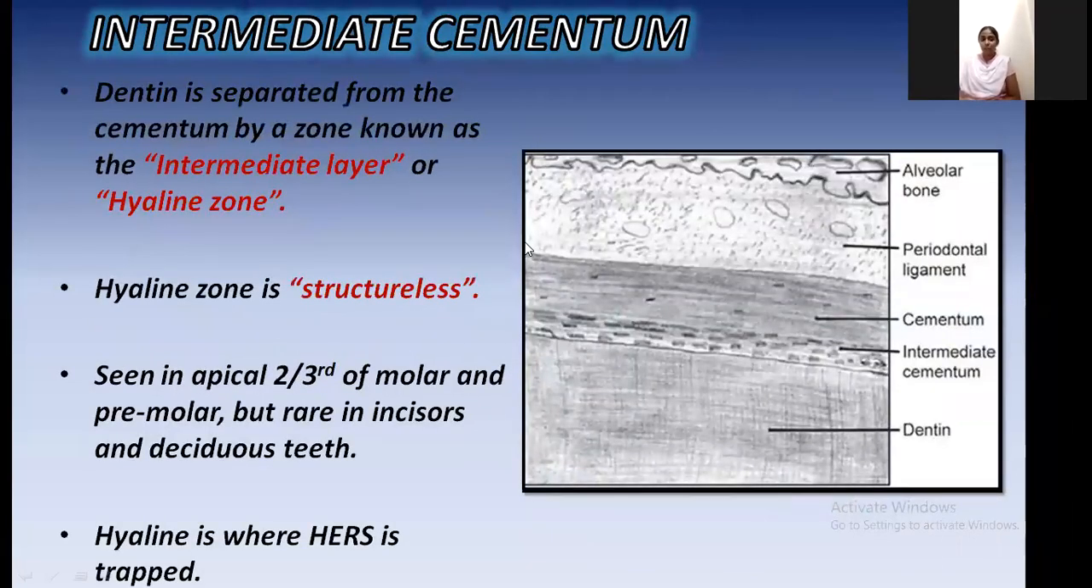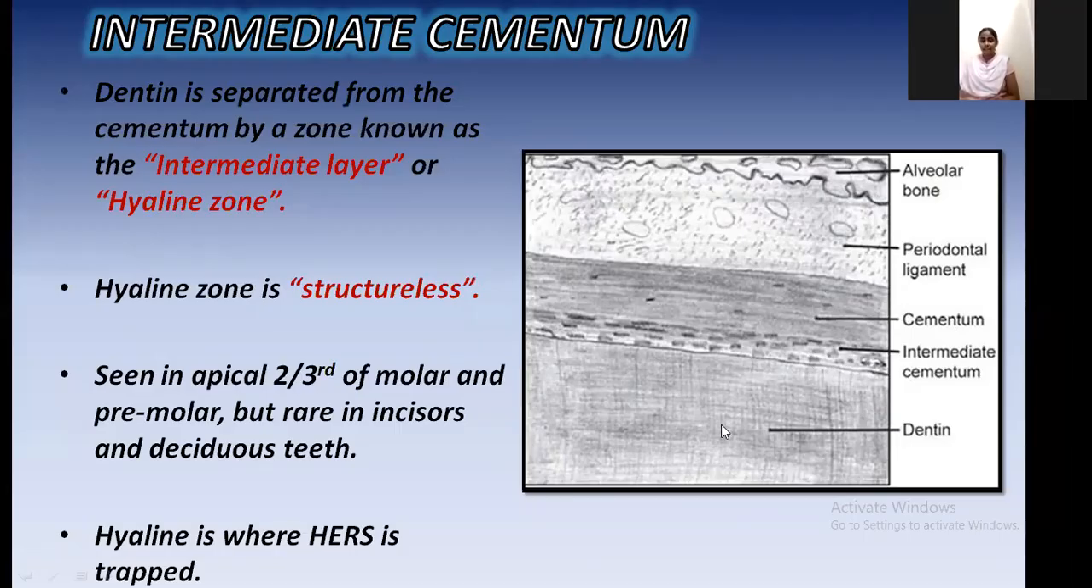Moving on to intermediate cementum. Dentin is separated from the cementum by a zone of intermediate layer or the hyaline zone, called as intermediate cementum. You can see in this image, cementum is here, dentin is here. The dentin and the cementum are separated by a structureless area called as intermediate cementum or the hyaline zone.